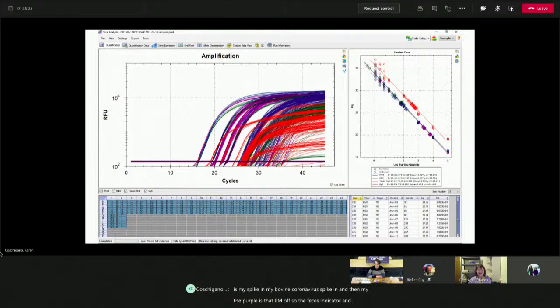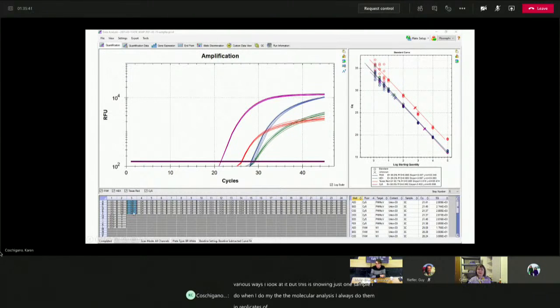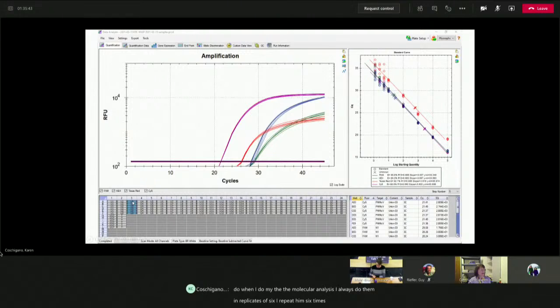And I don't really look at them all at once like this. There's various ways I look at it, but this is showing just one sample. When I do the molecular analysis, I always do them in replicates of 6. I repeat them 6 times. And I've also extracted RNA from 3 wastewater samples. So really, I've got 18 samples, all reflecting that one sample of water coming from that one manhole.